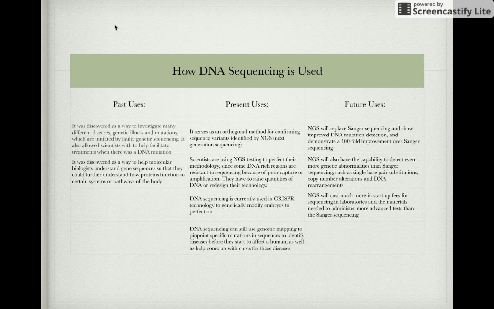And next, I'm going to talk about how DNA sequencing is used in the past, present, and in the future. Firstly, in the past, it was discovered as a way to investigate different diseases, genetic illnesses, and mutations, which are caused by faulty genetic sequencing. And this allowed scientists to help facilitate treatments when there is a DNA mutation, so that they could warn the individual about the mutation and possibly create a treatment plan so that the mutation wouldn't affect them in their lifetime.